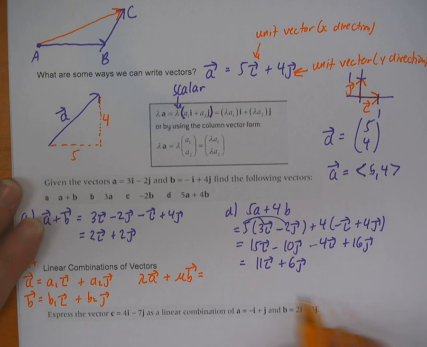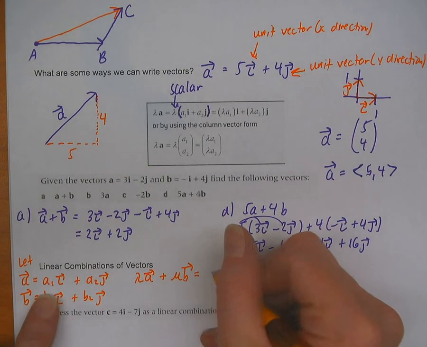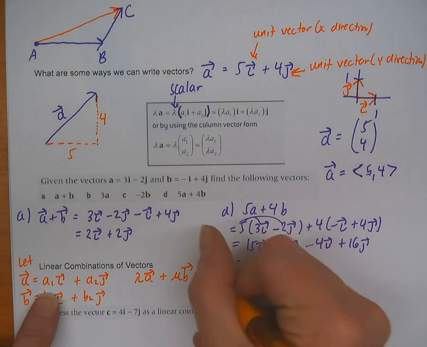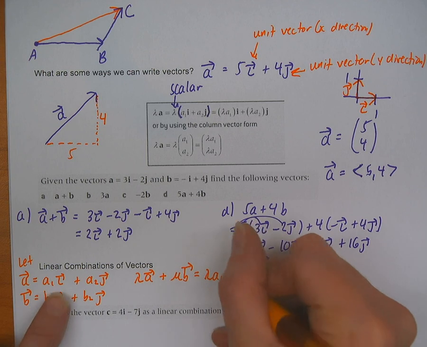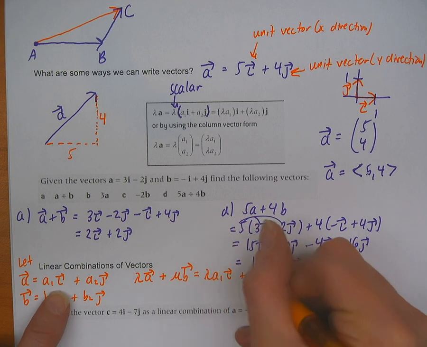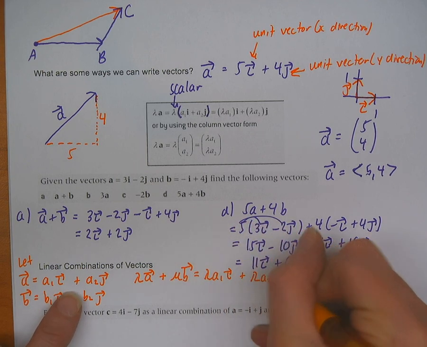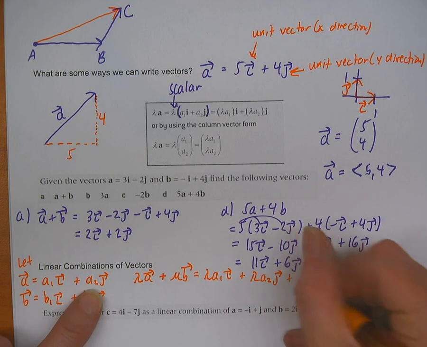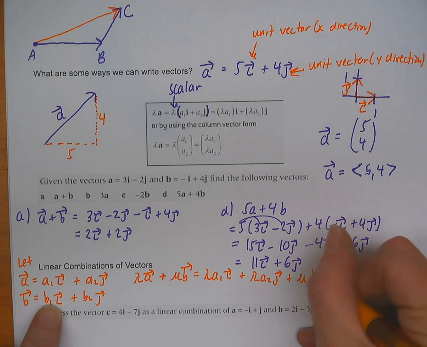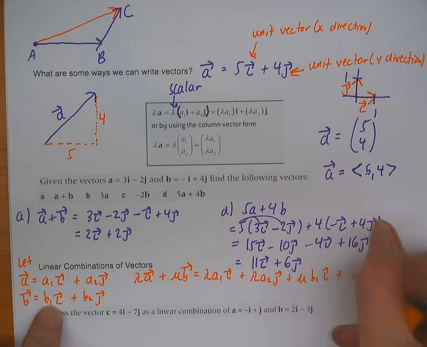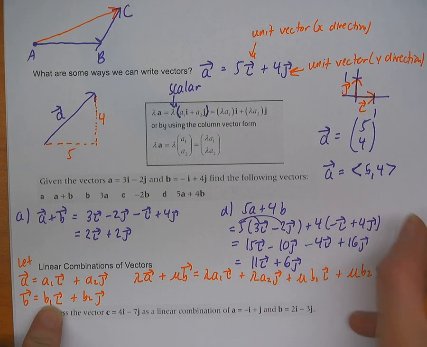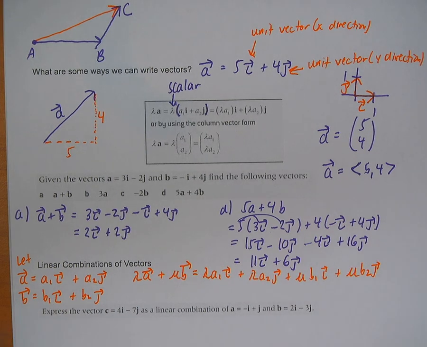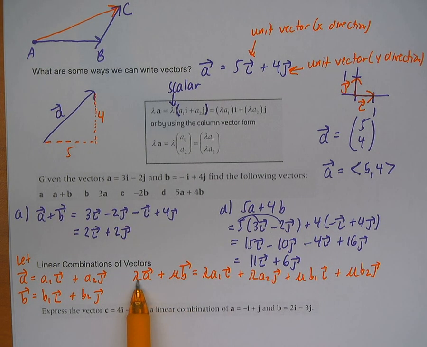So if we were going to write this out, we would have lambda a1 i plus lambda a2 j. And then here we'd have mu b1 i plus mu b2 j. So I'm just multiplying the mu and the lambda times my original vectors.